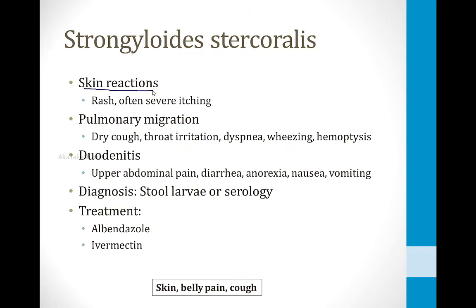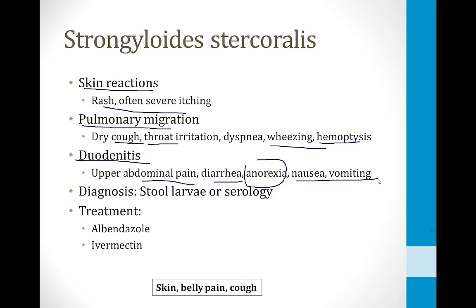So there are often skin reactions like a rash and itching, and this is from the worm penetrating the skin. There are pulmonary symptoms like cough and throat irritation and wheezing and sometimes hemoptysis. And then once it gets into the intestine, it can cause duodenitis. So people have belly pain and diarrhea, they have poor appetite and nausea and vomiting. And one thing you may want to remember about Strongyloides is that you will not see eggs when you look at the stool.